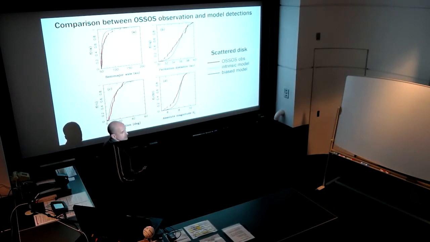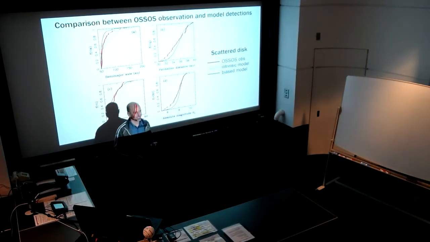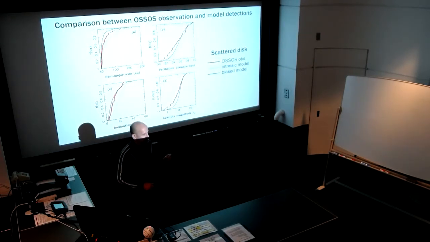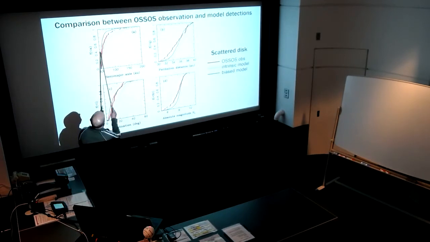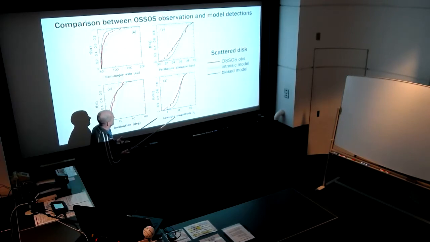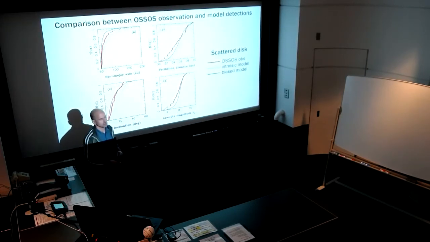But not everything works. And I was shocked that the population I thought would be the easiest to model, which is the scattered disk, gives me the biggest problems. And you can see it here, that the model detections have somewhat narrower semi-major axis than the observations. At the same time, there is a problem with perihelion distance and absolute magnitude.